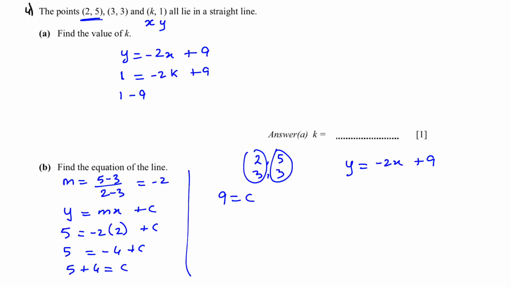1 minus 9 is equal to -2k. -8 is equal to -2k. Divide both sides by -2 and you will get 4 is equal to k.